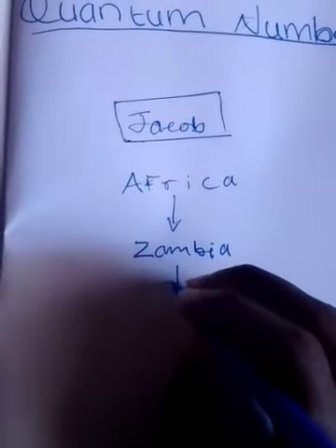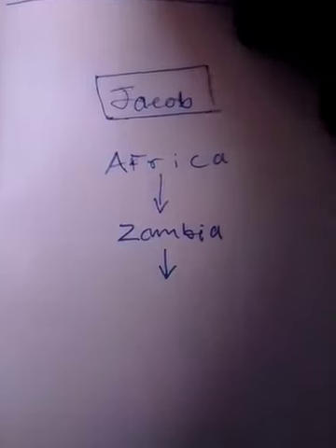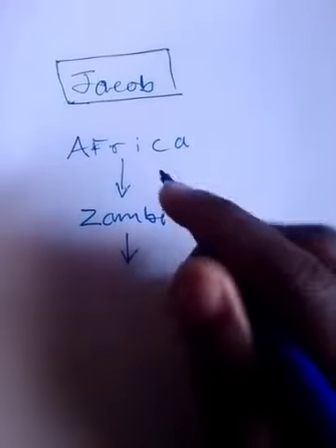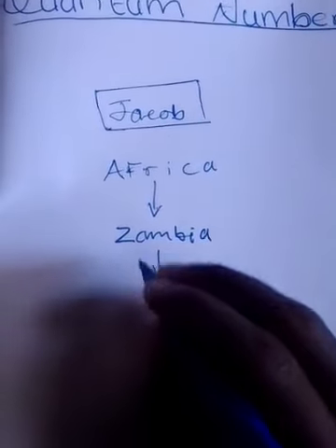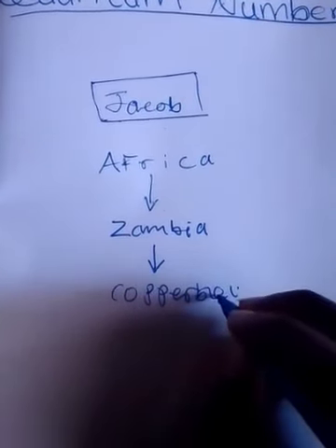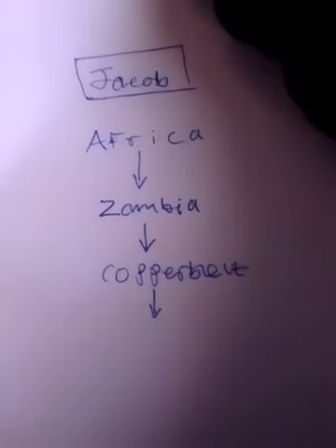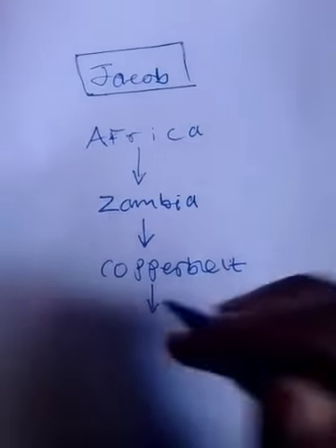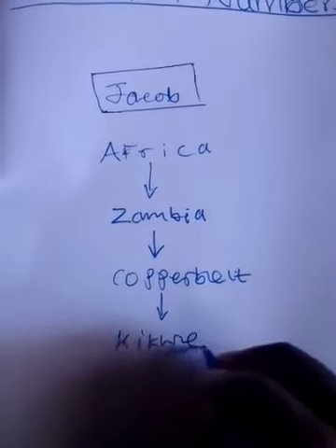Again, in Zambia we have many provinces, right? If I just say that I stay in Zambia, you won't know exactly where I stay. So I want to specifically describe the location of Jacob. In Zambia, Jacob stays in Copper Belt. But again, in Copper Belt province, there are many districts, right? So to be more specific, we are going to say that Jacob stays in Kitwe district, right?